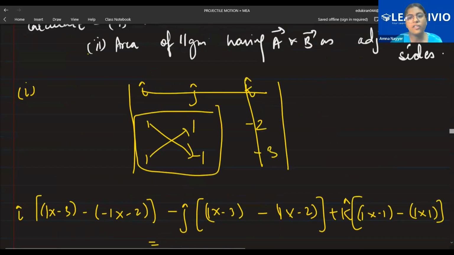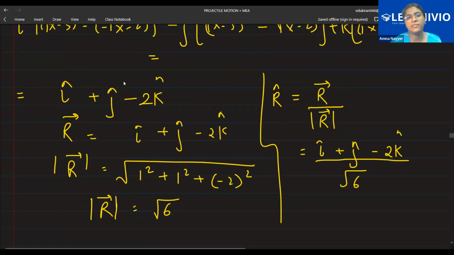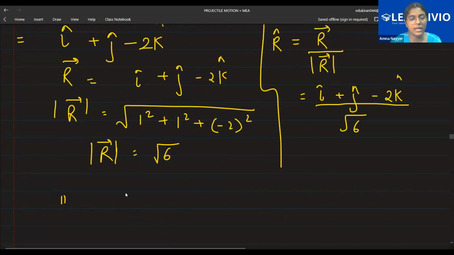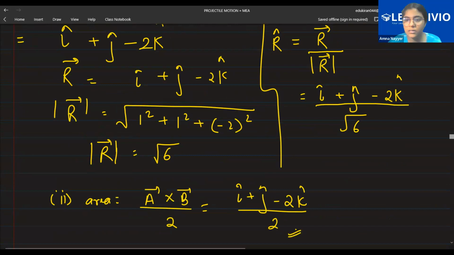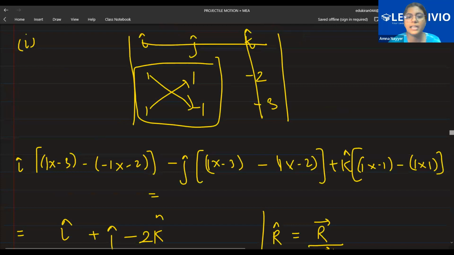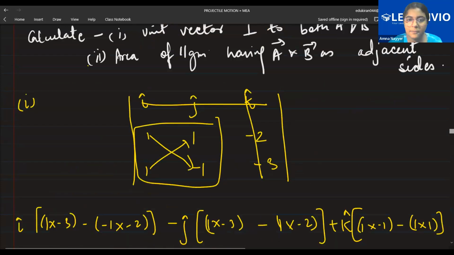Area of parallelogram is A cross B, which we have found. But it is A cross B by 2. So for the second part, area is A cross B divided by 2. Means I cap plus j cap minus 2k cap divided by 2. This is the answer. Write it down. This completes with this. Now we'll start with projectile. Write it down from here.